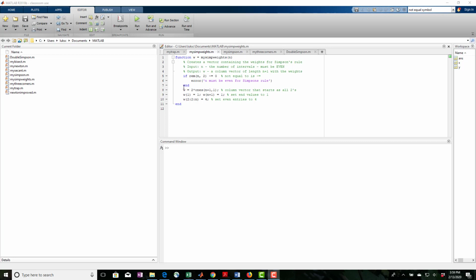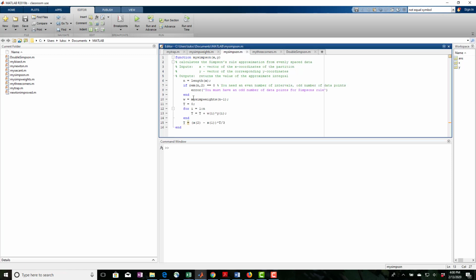Once that's checked, we create a column vector. They decided the easiest way to do this was to create a column vector of all ones, and then multiply by 2: 2 times ones of n plus 1. They end up with a vector of length n plus 1 that is all the value 2. Then they set the first and last equal to 1, so w of 1 equals 1 and w of n plus 1 equals 1. Then, starting with the second entry and counting by 2's until you get to n, they set every other entry equal to 4. That creates the weight function for Simpson's rule.